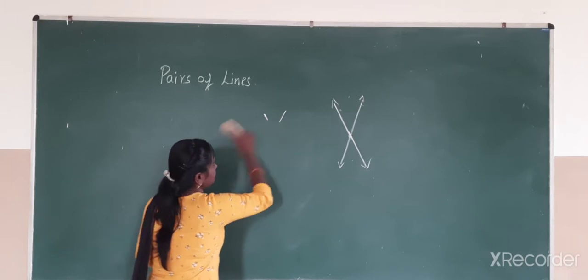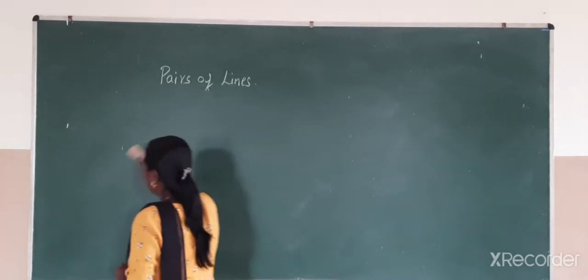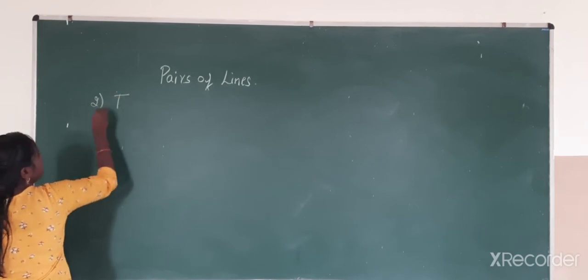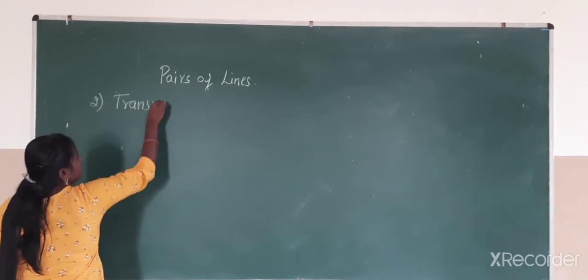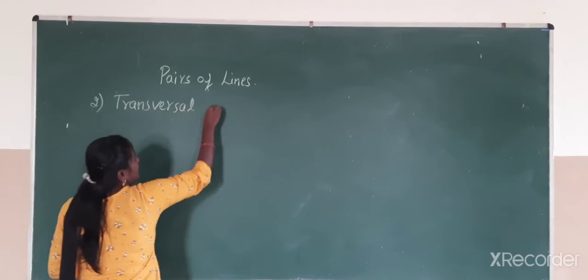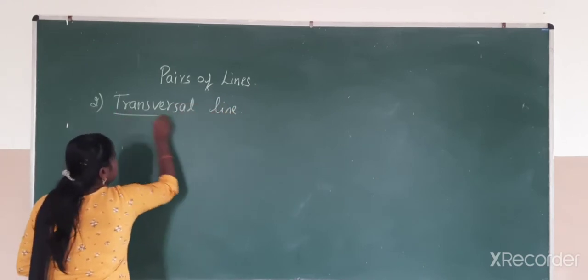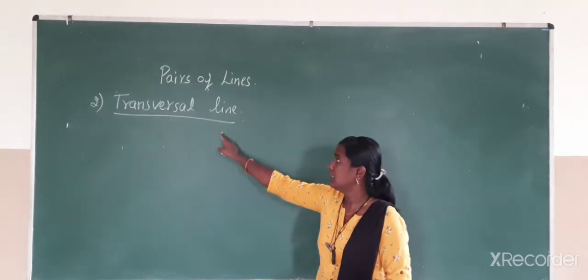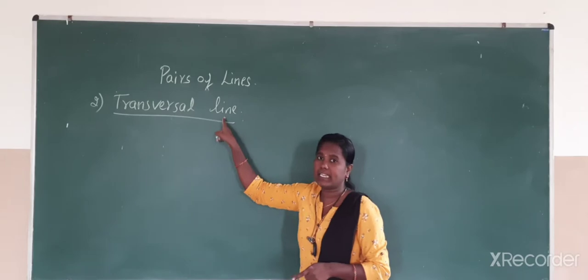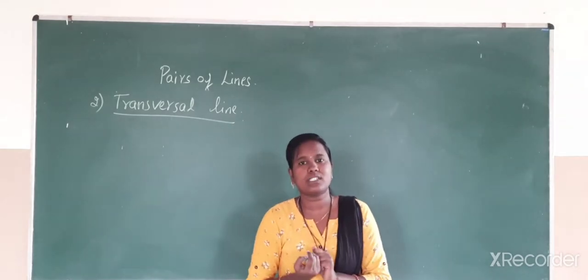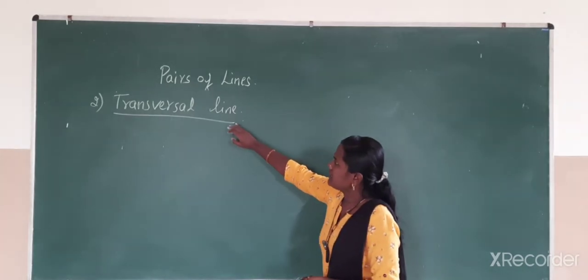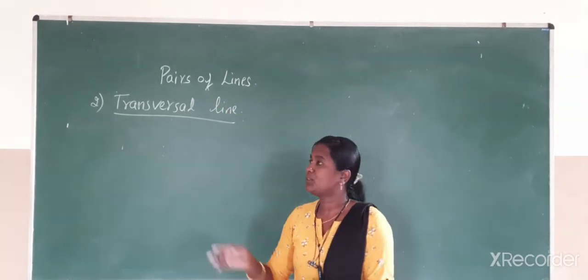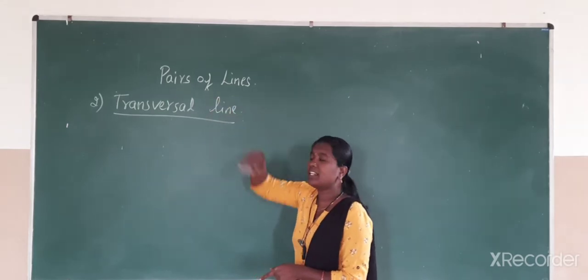What is a transversal line then? See, it is not transversal lines, it is a transversal line. What is the meaning of this transversal line? It is a line, so we are not saying it as a pair of lines, but we are considering it along with pairs of lines.